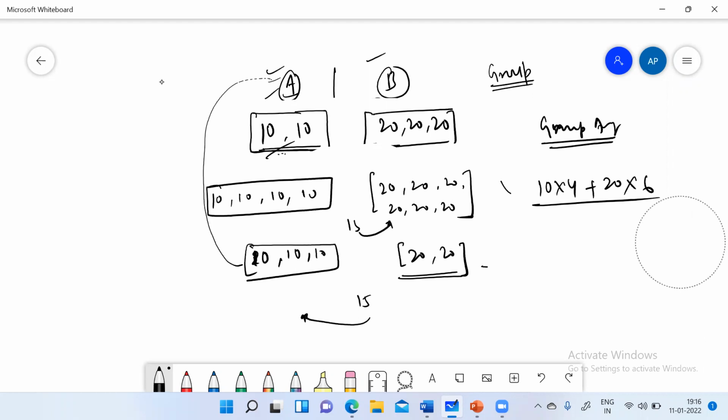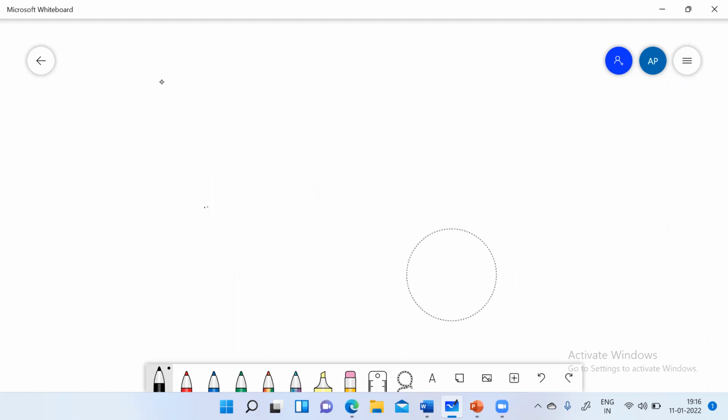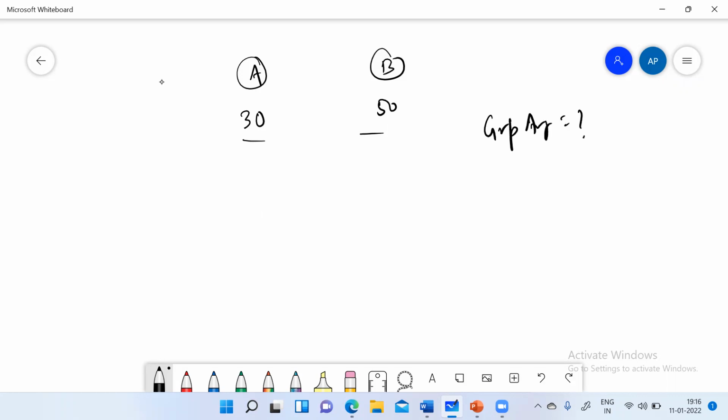Now, if I ask you just one thing: there is a team A whose average score is 30 and a team B whose average score is 50. What will be the average of the group average? Team A has an average of 30, team B has an average of 50. What will be the value of the group average? 40? Huh? 40.